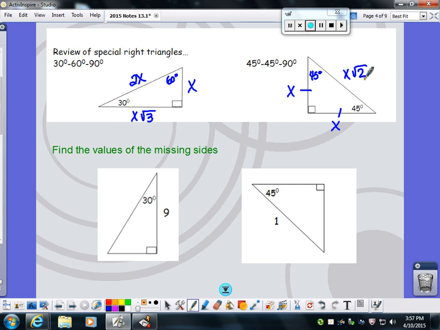So instead of using the Pythagorean theorem or our trig ratios, we're going to do a shortcut here. Like I said, trig ratios will give us an approximate answer. These are going to give us exact answers. So look at the examples that we have.